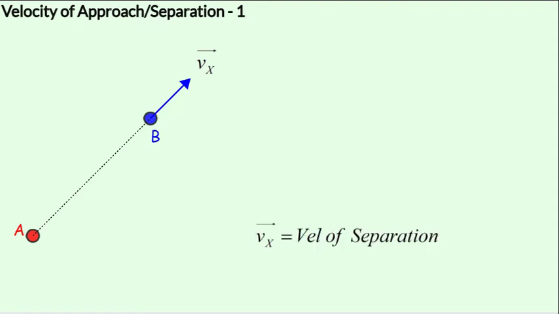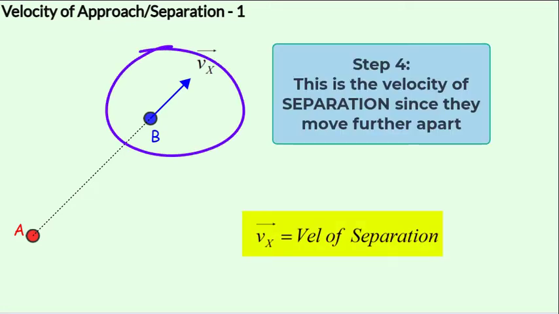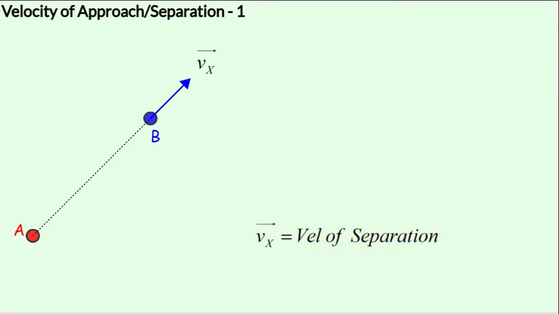Since this vector direction indicates that A and B would move further apart, we call this velocity the velocity of separation. If they were moving closer together, we would have called this the velocity of approach. So in this case, it is the velocity of separation and is the component of the relative velocity along the line joining A and B. Now let's see an example of the velocity of approach.